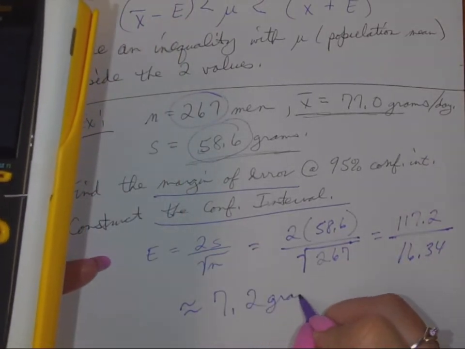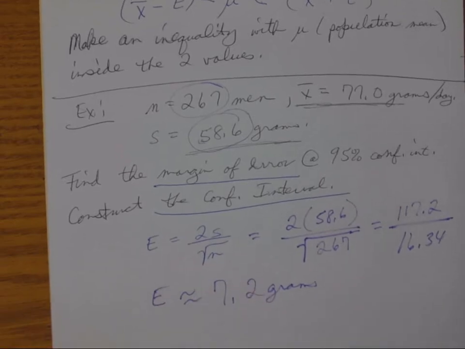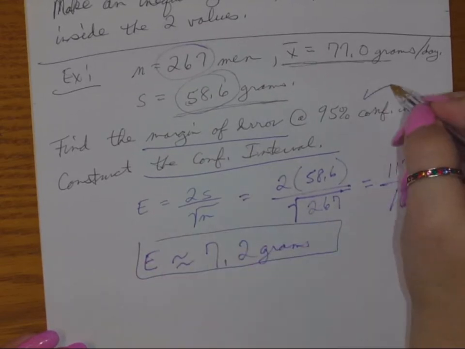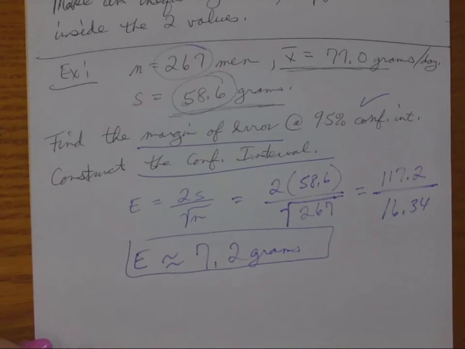7.2 grams. So the error in the protein intake is 7.2 grams here. So there's my error. E is approximately equal to 7.2. So that's the first step. Then I need to construct the confidence interval.